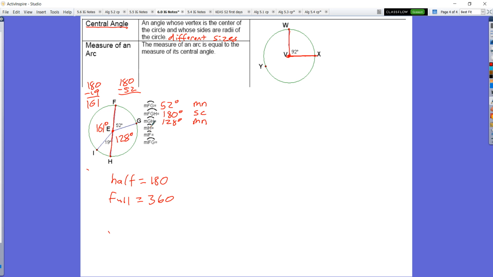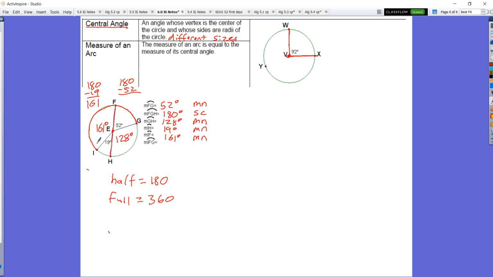Then we have arc IH, which is this one here, 19 degrees. Another minor arc. We have arc IF, which goes from here to here, and we've calculated that as 161 degrees. That one is also a minor arc. It's less than 180. And then our last arc we have is IFG, so starting from here and going all the way around to G.